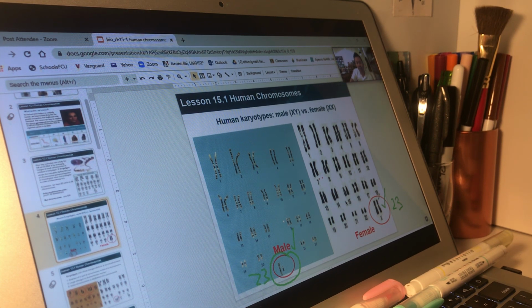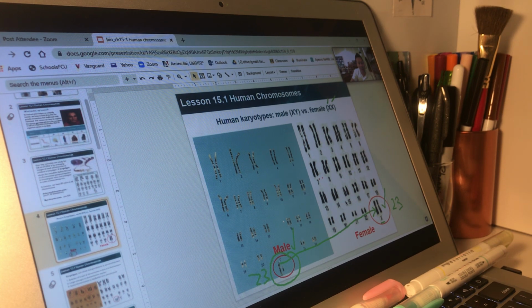Two of the same size. That's why females have XX. We call the two big ones X's. In males, we call this X. This X is similar to the female X. Okay? This X from the male is similar to the female.